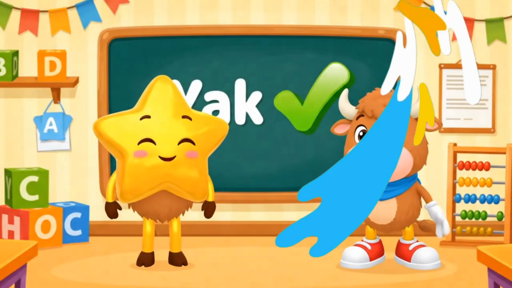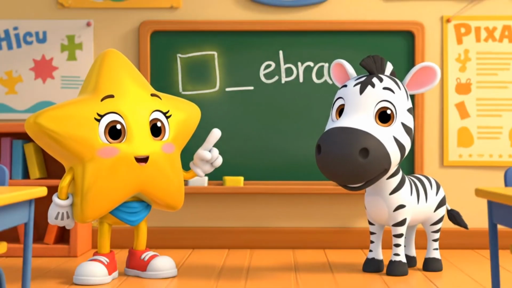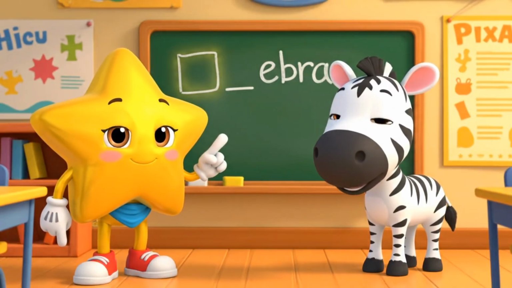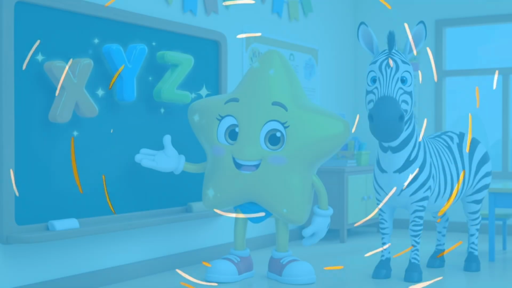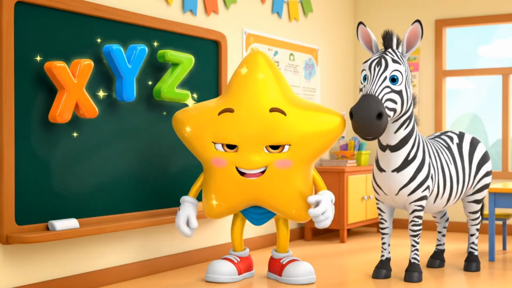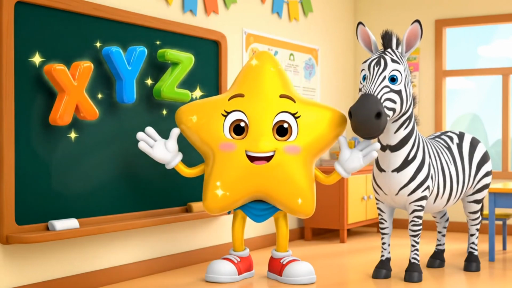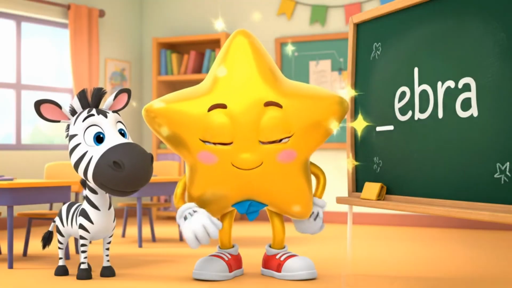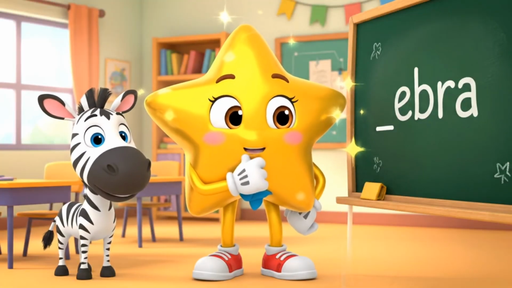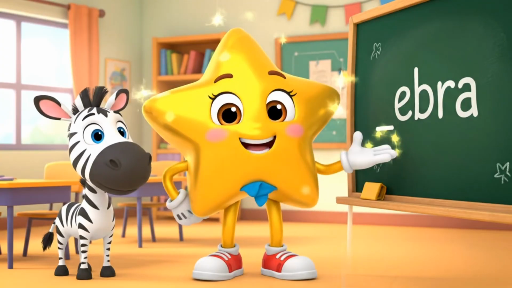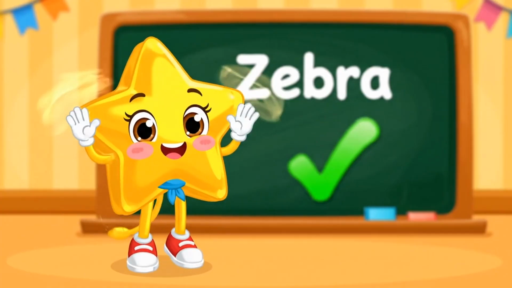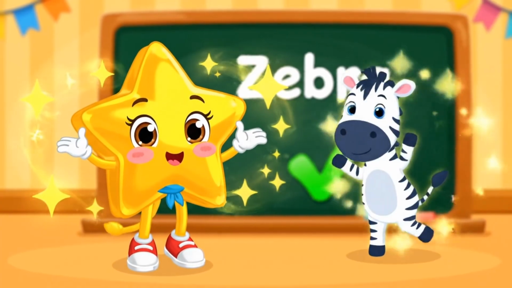Hooray! Look, friends, this striped animal is missing its first letter. Can you guess? Which letter completes the word? Is it X, Y, or Z? Let's think. What letter makes it say zebra? Yes, Z is for zebra. Hooray!